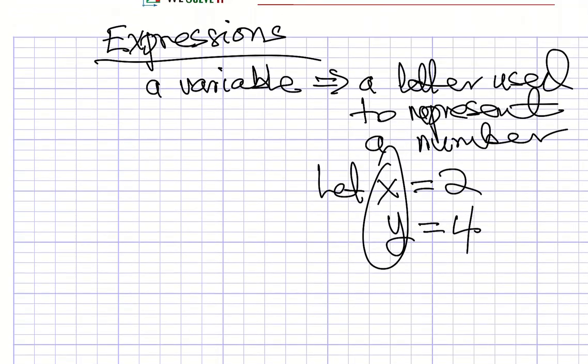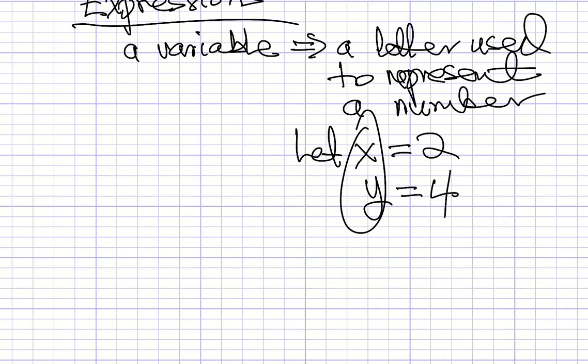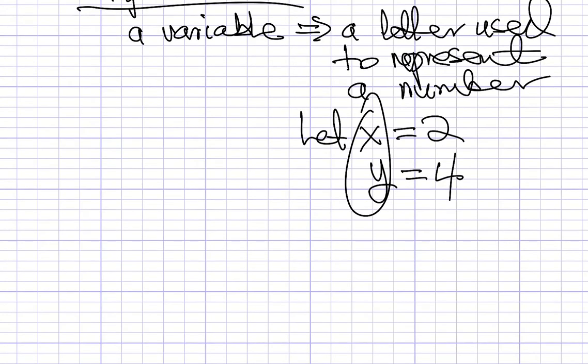Now that you know what a variable is, what is an expression? What you learn here also applies to coding. If you like C++ or Python, they talk about expressions, variables, and constants there too. So an expression is a statement, a statement that uses numbers.